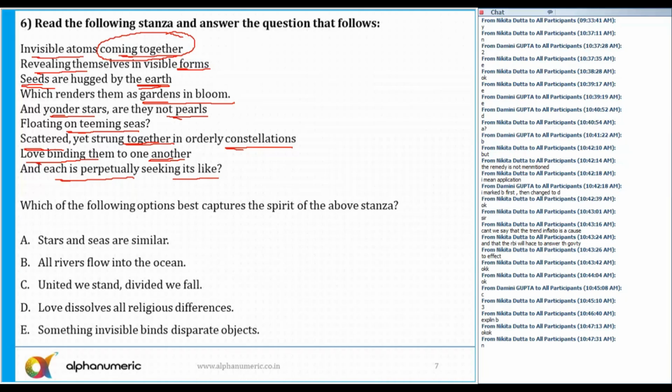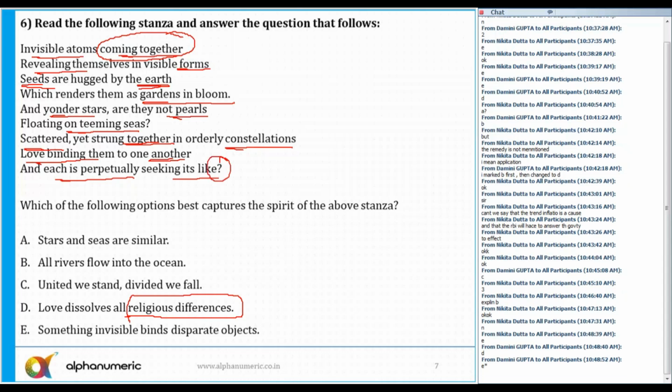So, which of the following options will capture the spirit of the above stanza? Tell me. This is so simple. Number D, there is no religious difference. There is no religious difference, Damini. In fact, he's asking us: is love binding you? Because everything is coming together. Answer is E. Answer for this question is E. Okay.